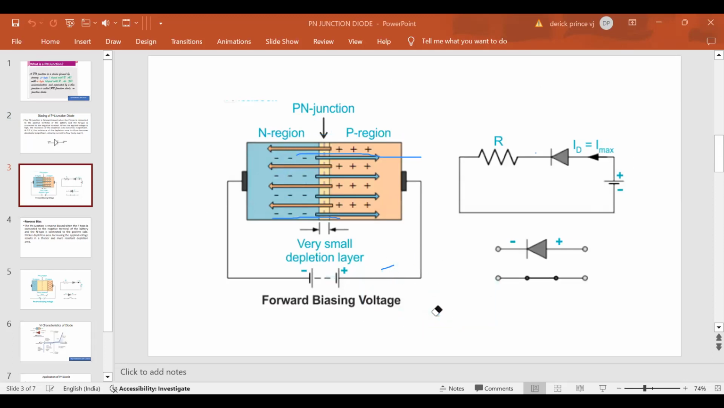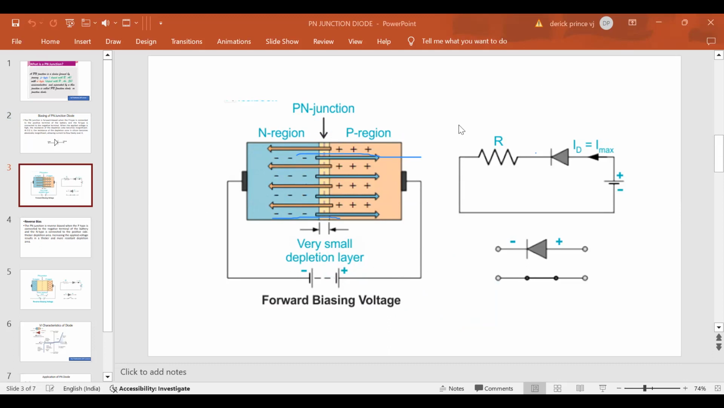Now you can see the picture. In this picture, N type, P type. So N type means it is minus, so minus is connected with minus. P type is plus, holes. Holes is connected with plus. So this is called forward biasing of voltage. So the PN junction is forward.